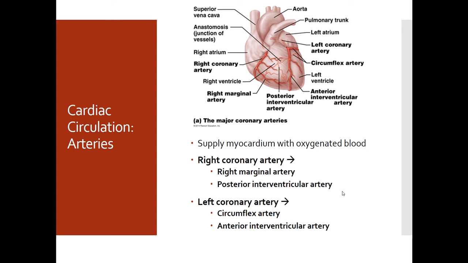If we look at the 2 big arteries, what we really have branching off of the ascending aorta is the left coronary artery and the right coronary artery. The right coronary artery then branches into the right marginal artery, and then on the back side of the heart, the posterior interventricular artery. The left coronary artery branches into the circumflex artery, which goes around the rest of the heart, and the anterior interventricular artery. And that's how the blood gets out to all of the heart muscle itself.